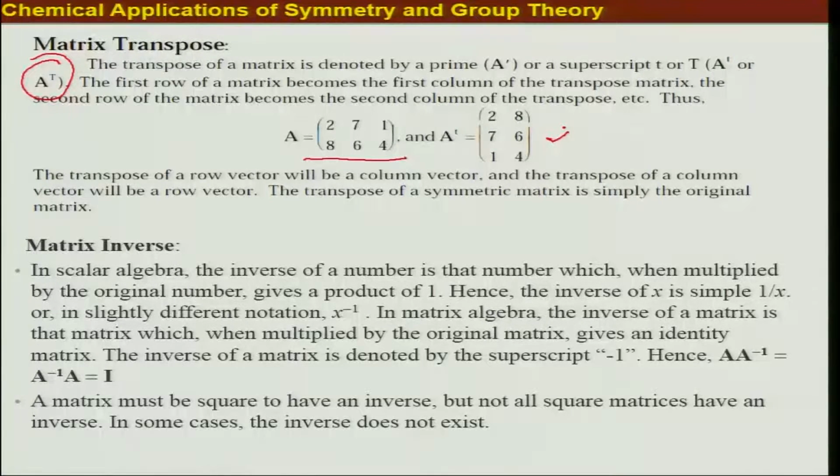And in order for the inverse of a matrix to exist, the matrix must be a square matrix. That means the number of rows and number of columns must be equal. But the reverse is not always true. So all the square matrices may not have an inverse. Okay, in some cases the inverse doesn't exist.